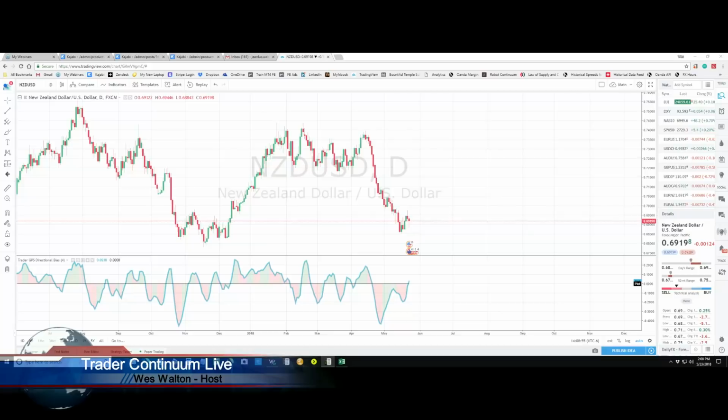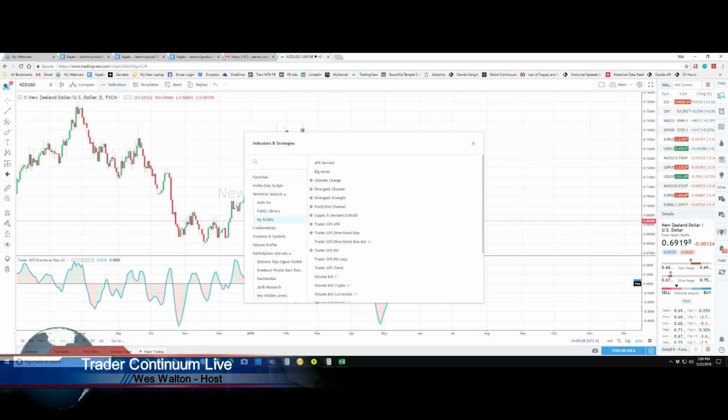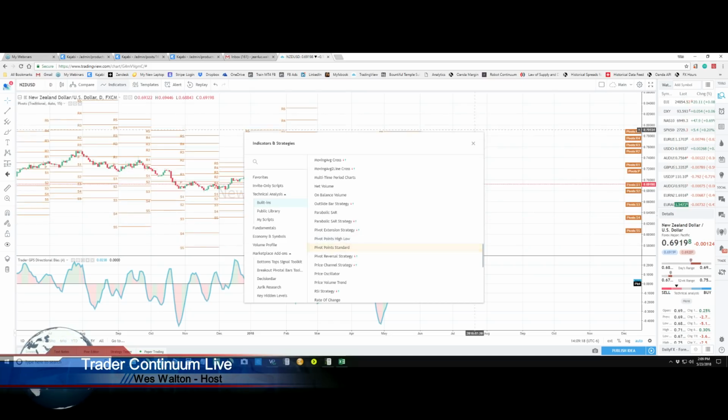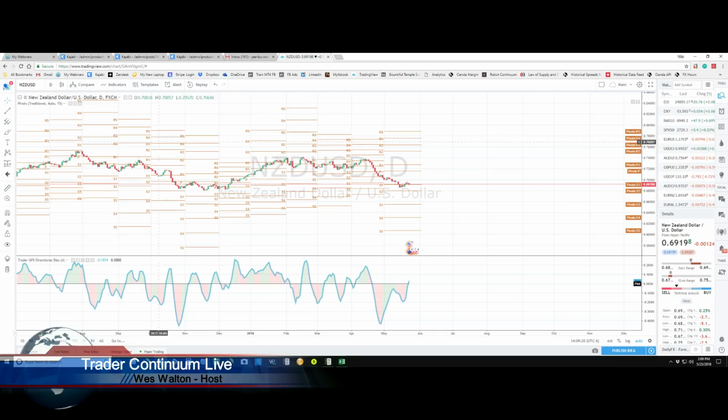Oh, Rodrigo, you're waiting for the New Zealand dollar, US dollar to cross the weekly pivot. I'm sorry. I'll get back to this robot block party here in just a moment. First, let's talk about the weekly pivot. Let me bring up the weekly pivot up here. Indicators. I bet there's a pivot point indicator built into TradingView. Pivot points, standard. Whoa, that is a lot of pivot points.